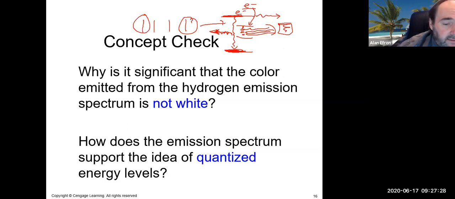So the idea here is, when we see the spectrum for hydrogen, it's a line spectrum, which again implies that we're getting only distinct energy or wavelengths of light to come off.